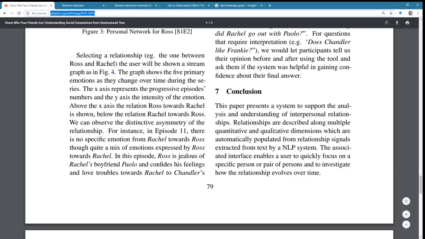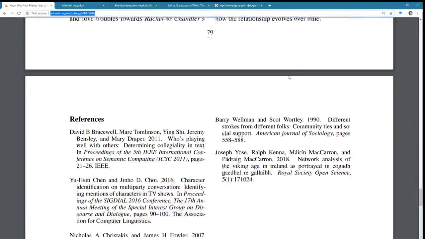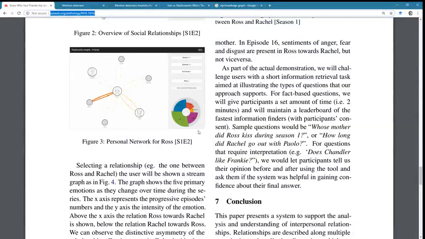Conclusion. This paper presents a system to support the analysis and understanding of interpersonal relationships. Relationships are described along multiple quantitative and qualitative dimensions, which are automatically populated from relationship signals extracted from text by an NLP system. The associated interface enables a user to quickly focus on a specific person or pair of persons and to investigate how the relationship evolves over time, which, as we just found out.